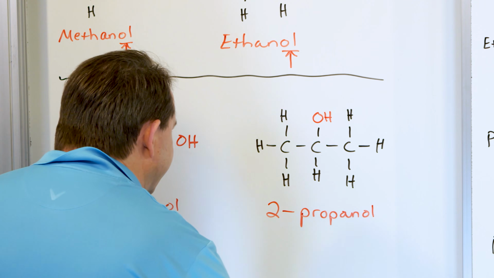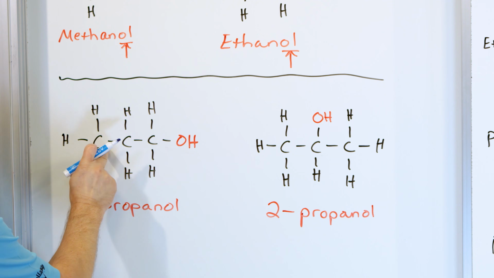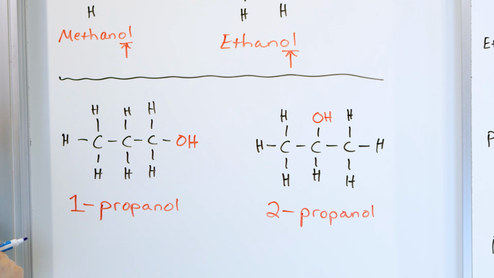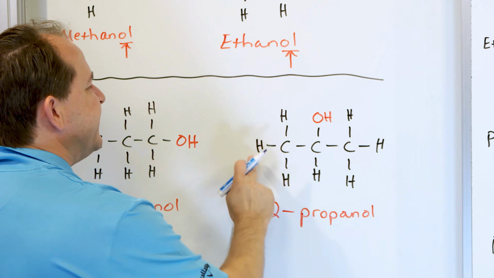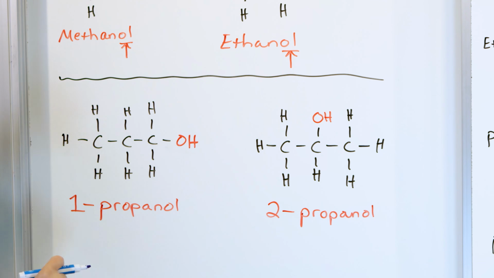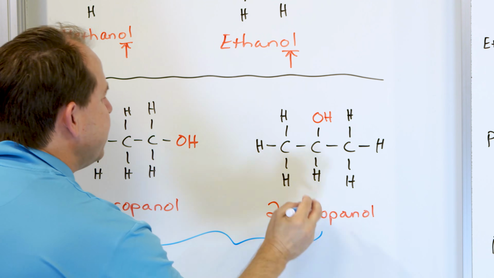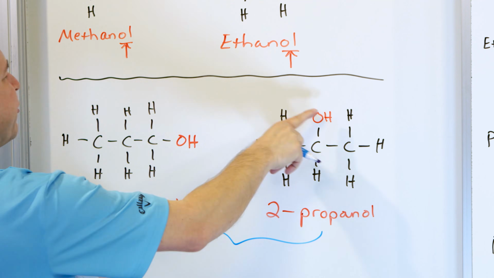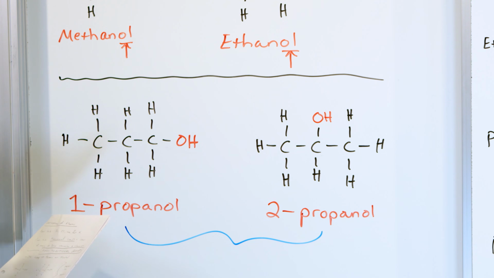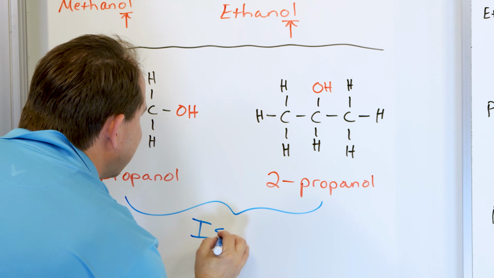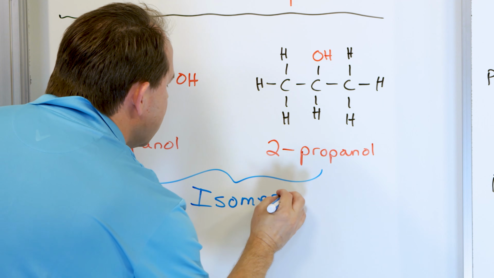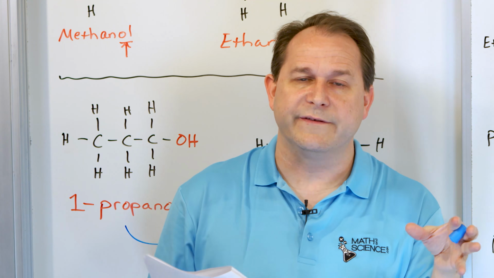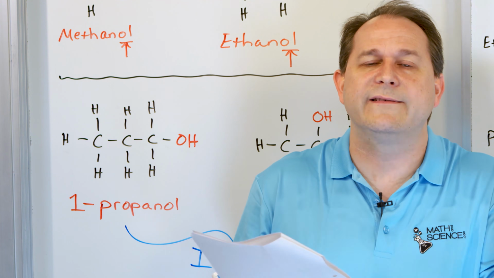But with these, notice there are 3 carbons, and then the same number of hydrogens, and then we have an OH group. Same number of carbons, same number of hydrogens, and then we have an OH group. So we have the same number of atoms, the same molecular formula. However, the structure is different because the OH is bonded in a different place. This concept is called isomers. Isomers are basically 2 different molecules that have the same number and type of atoms.